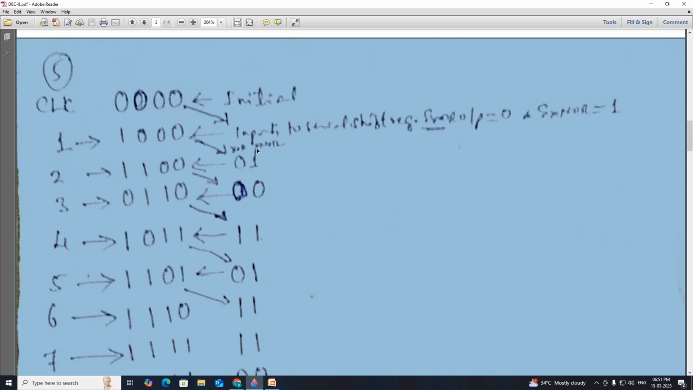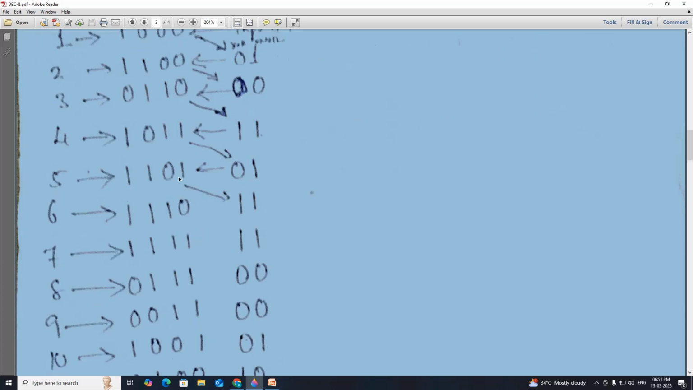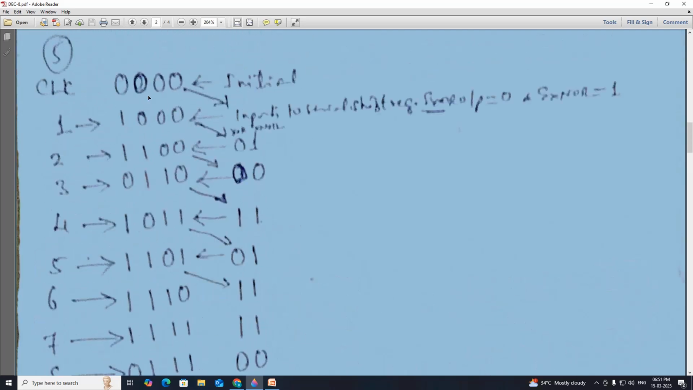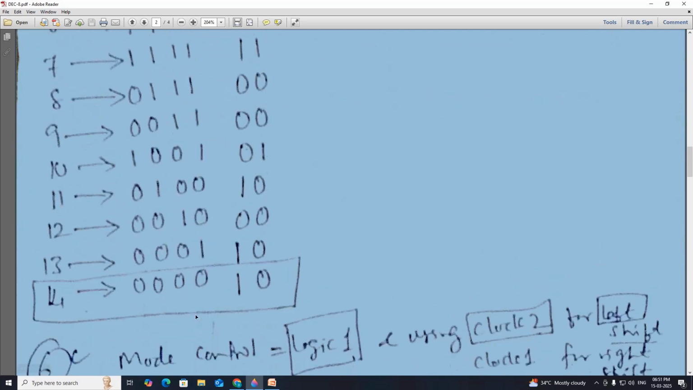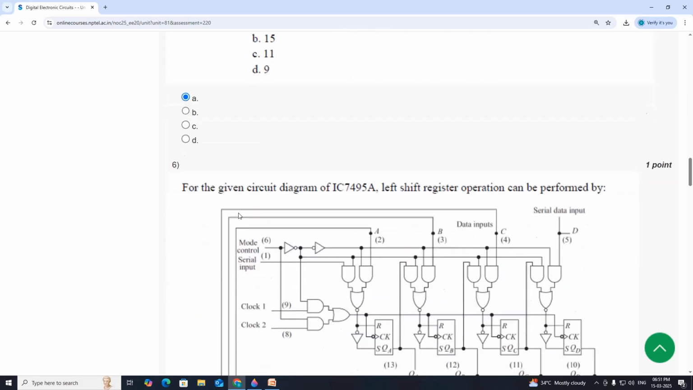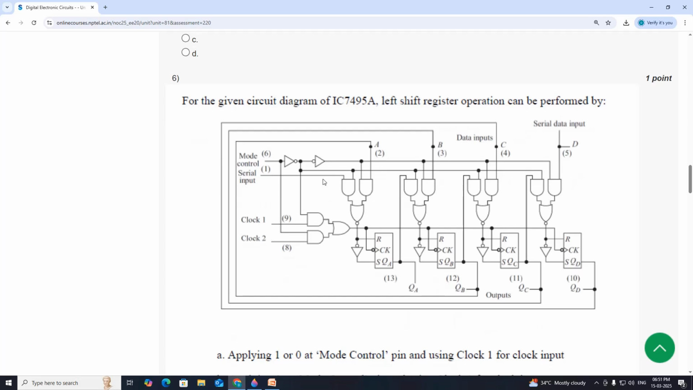Again the XOR output and XNOR output will be 01, and this one will be taken as input. So now it is 1 and 100 will be shifted right. Likewise we continue, and in the 14th clock pulse we get the repeated sequence. Initially it was 00, it is repeated after the 14th clock pulse, but that option is not there. So I'll choose randomly 13.